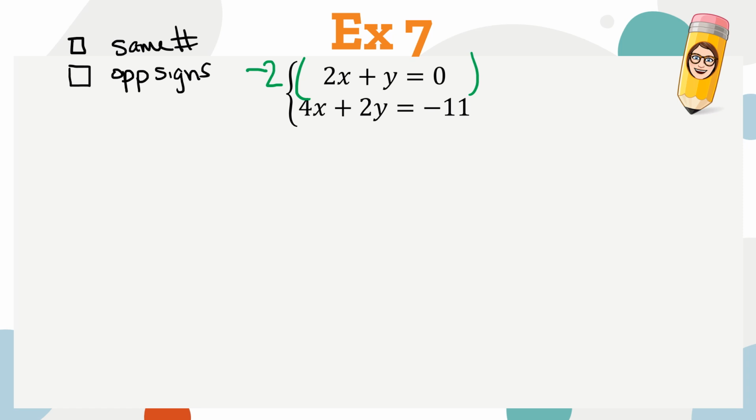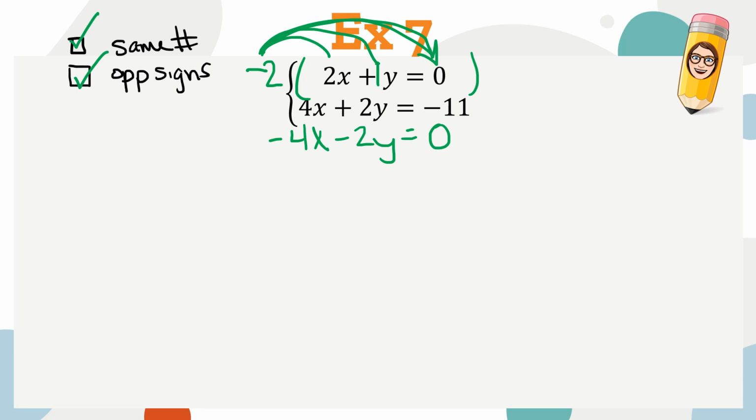Let's try it out, right? You'll know if it works once you distribute. Negative 2 times 2 is negative 4x. Negative 2 times 1 is negative 2. Negative 2 times 0 is 0. I have the same number for my x's, and I have opposite signs. And notice how I just rewrote it below. So I have this new system, and I'm going to do some old school addition.